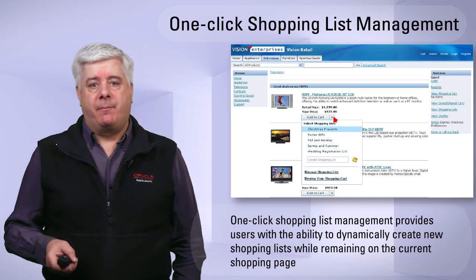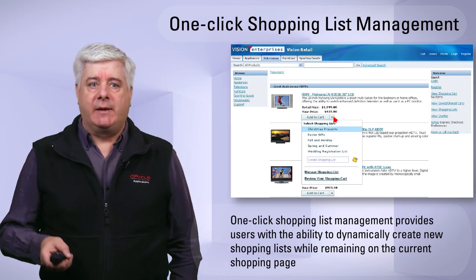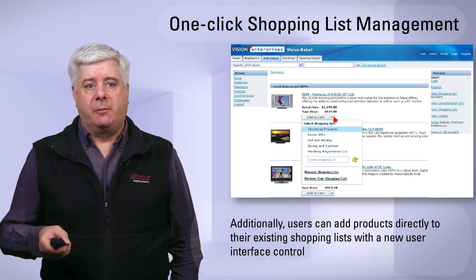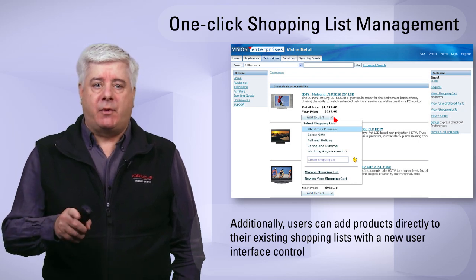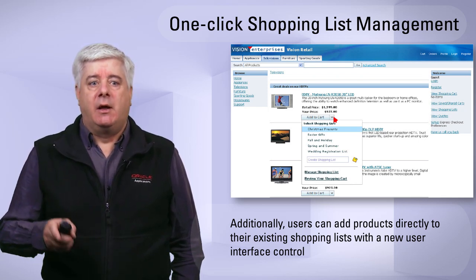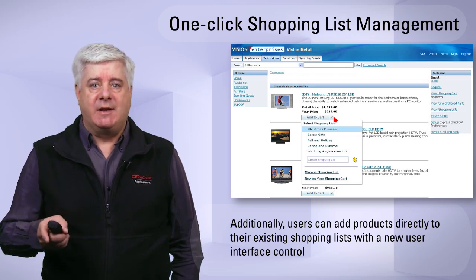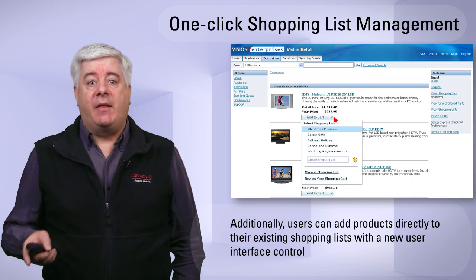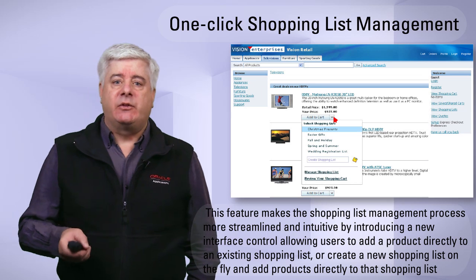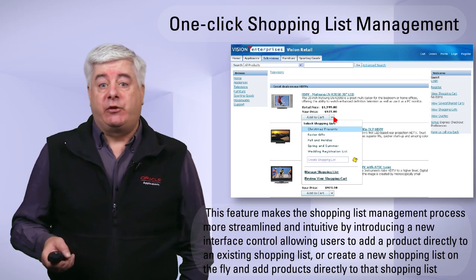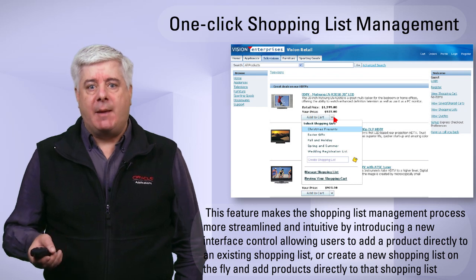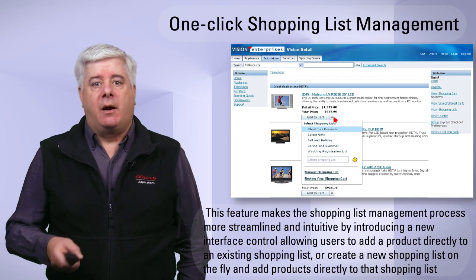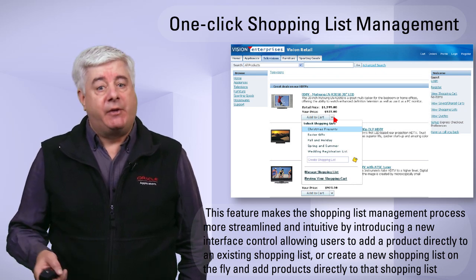So what we did was we came up with a concept called one-click shopping list management. And what this is, again, another profile option we put into place, it allows you to add products from the product catalog page, as you see here, directly into a shopping list that already exists, or you can create a shopping list on the fly and add the item to that shopping list. Again, this is a huge improvement for our customers that use shopping lists as a frequently used mechanism for putting products into their shopping cart on a periodic basis. And again, this is available in R12.